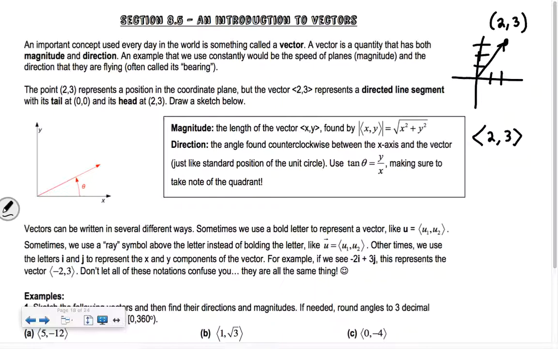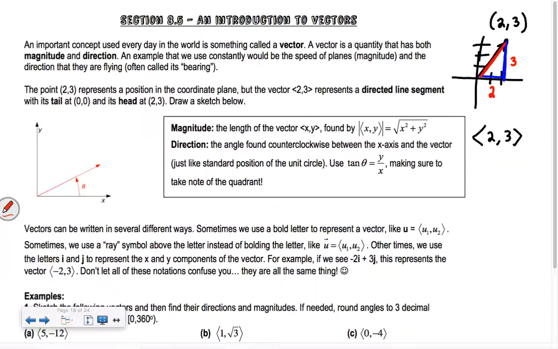So that has a certain length, and it has a direction that it's pointing. I know a ray has an infinite length, but it stops at that 2, 3. So the magnitude is the length of the vector. And if you think about how to find that length, it should make sense. All of you are in a geometry class. You should know how to sketch things out. So think about if I drew this little triangle in. How would I get the length of this line if I know this is 2 and this is 3?